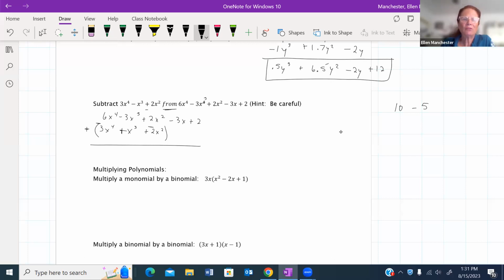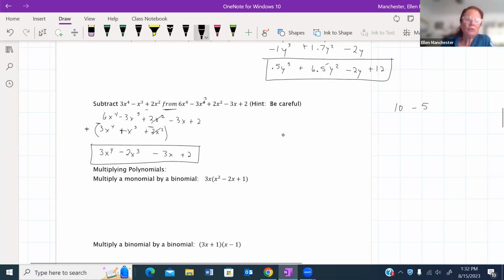6x to the 4th minus 3x to the 4th is 3x to the 4th. Negative 3x cubed plus 1x cubed, so I have a negative 2x cubed. I have a 2x squared minus 2x squared, so these cancel. And then I have a minus 3x plus 2. And I am done. Okay, so that's your adding and subtracting.